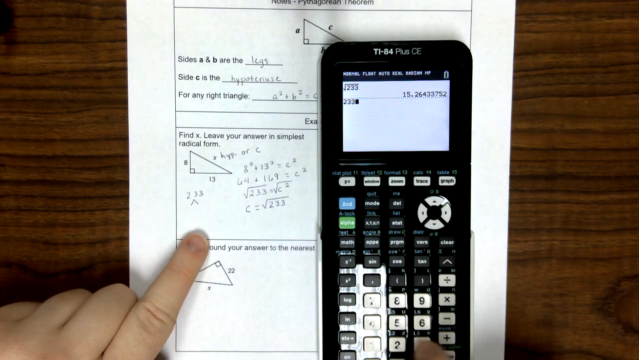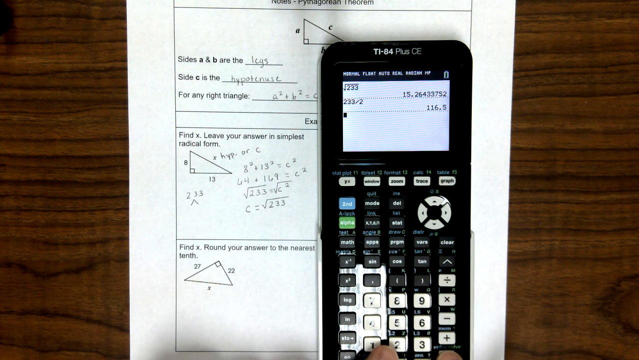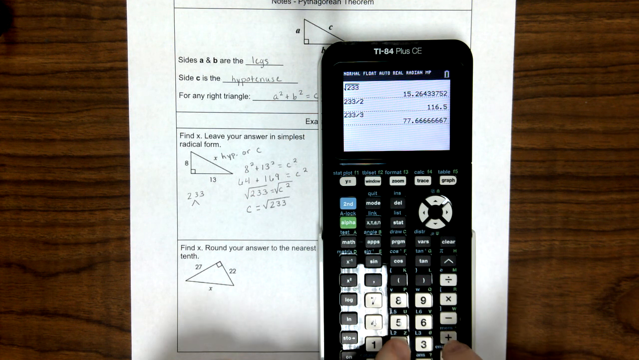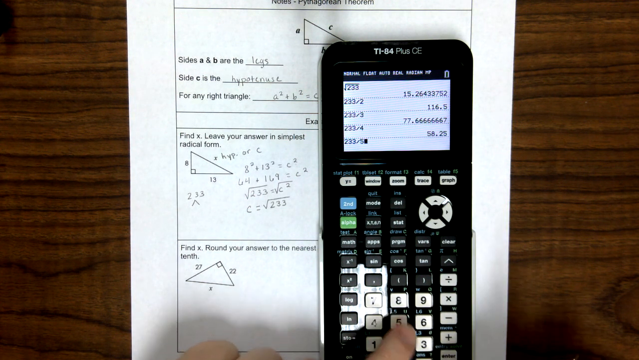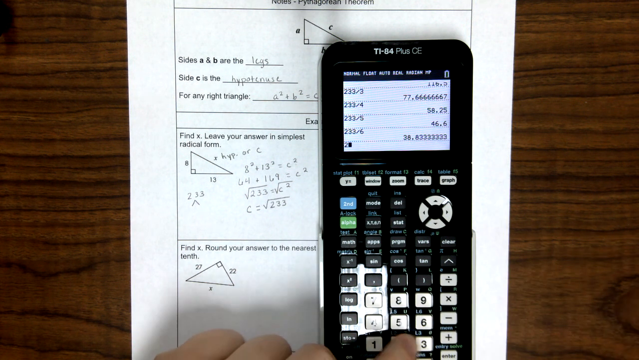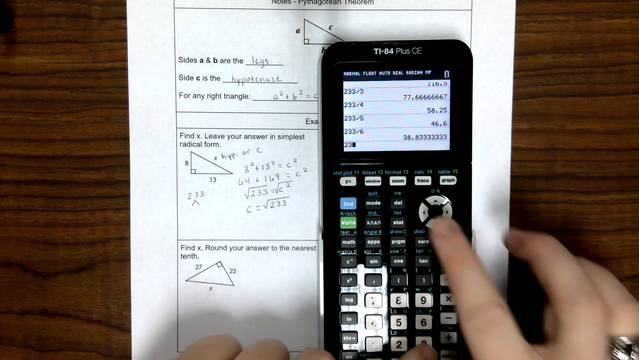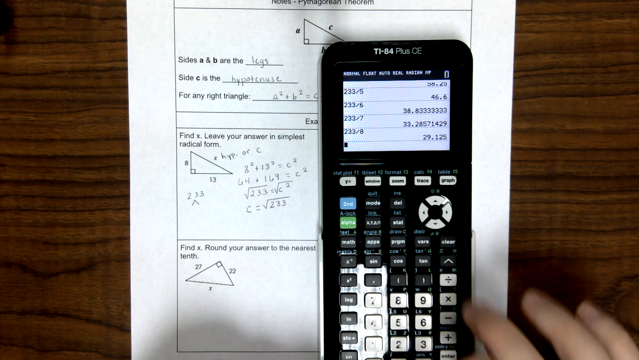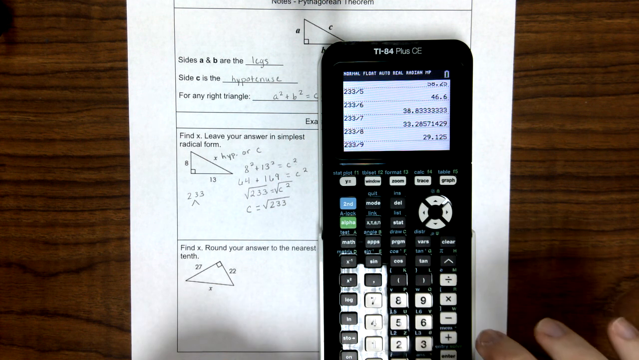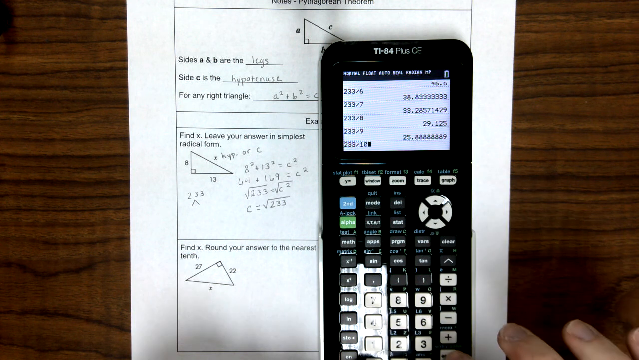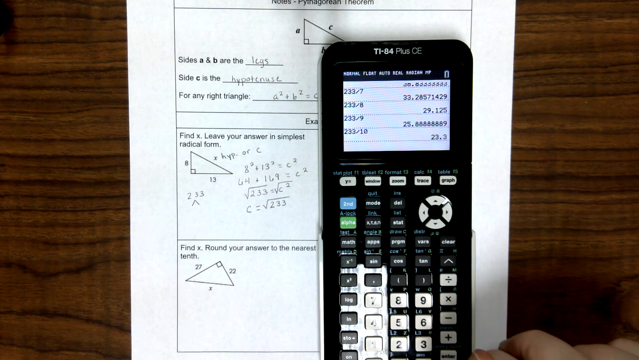So we start dividing. Let's start with 2. That's not going to work. 233 divide 3? Nope. 233 divide 4? Nope. 233 divide 5? Nope. 233 divide 6? Nope. 233 divide, whoops, forgot one, divide 7? Nope. 233 divide 8? Nope. 233 divide 9? Nope. 233 divide 10? No, I'm going to stop there. You can go on and on and on.